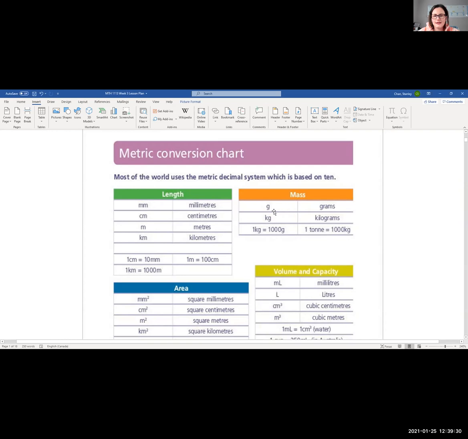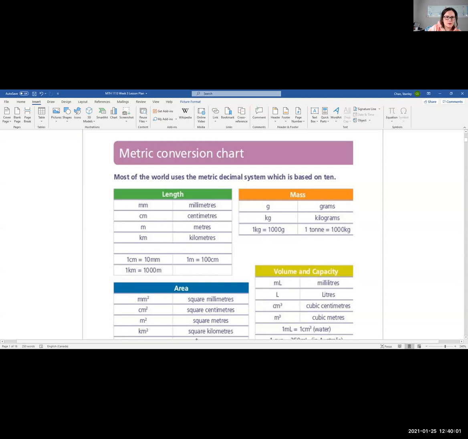Then for masses, here we have grams and kilograms. So that's just 1,000 grams is equal to 1 kilogram, right? So we're off by 3 orders of magnitude. That's what that means in terms of decimal place, essentially. So 1 centimeter is equal to 10 millimeters. You could also say there's 100 centimeters in a meter.